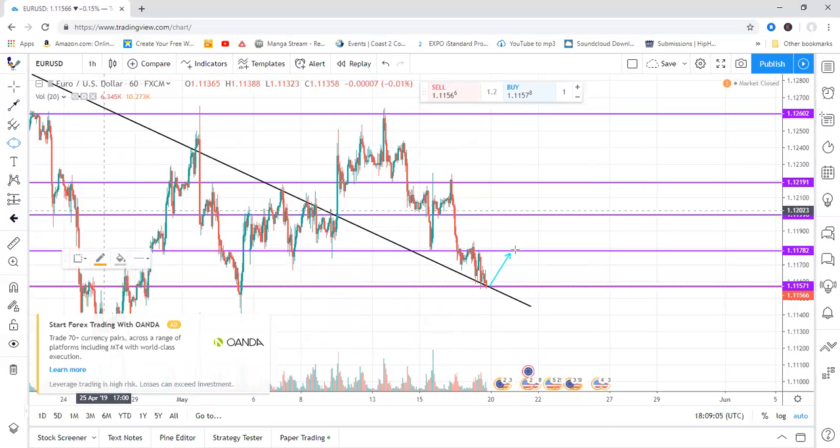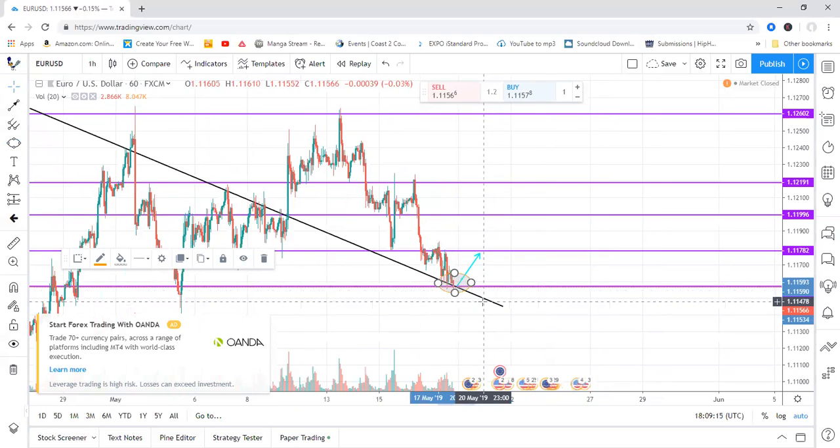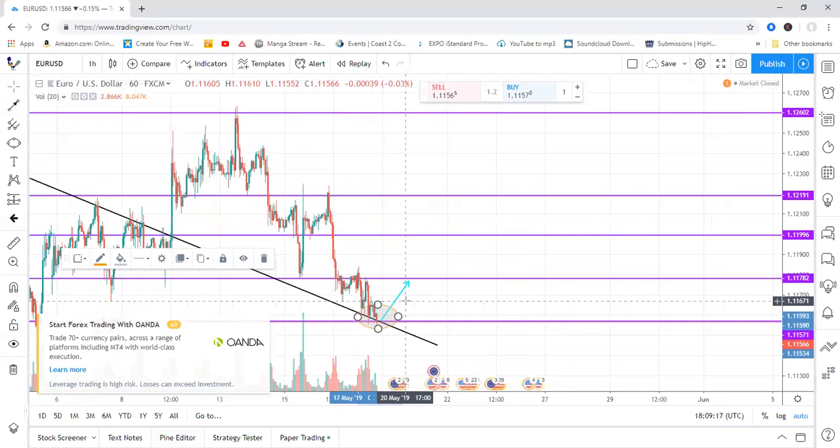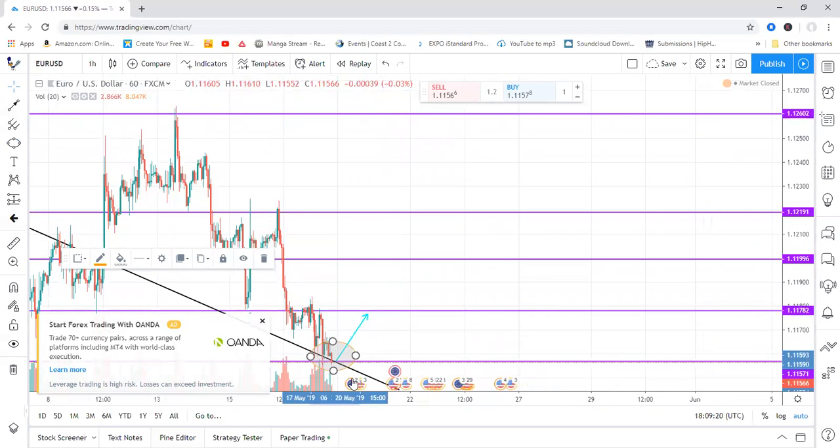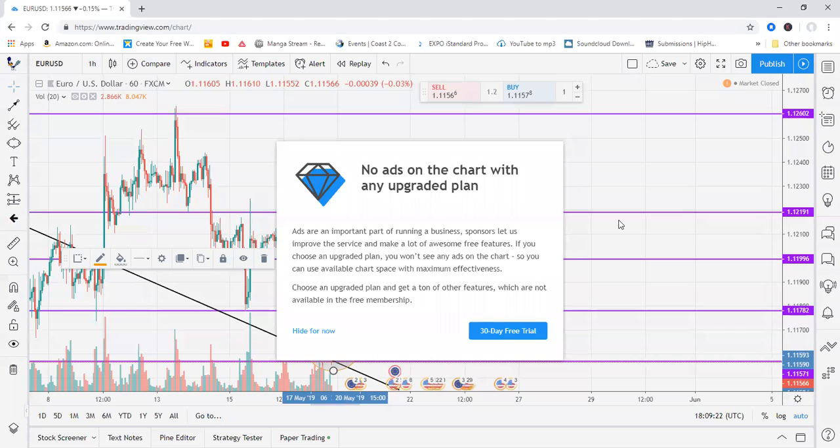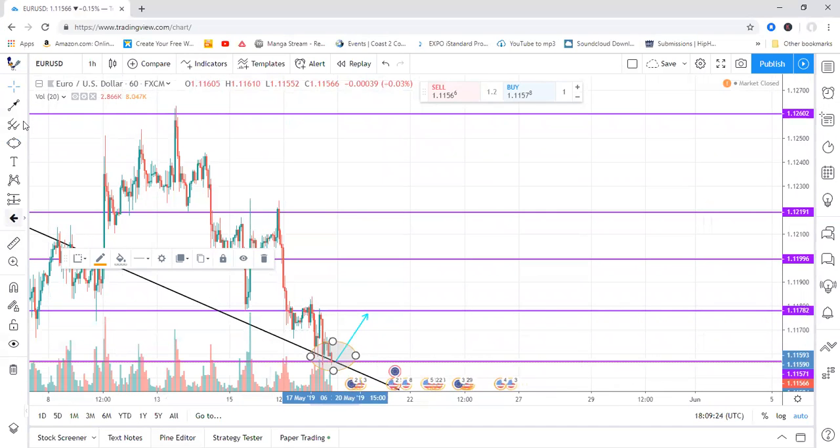There we go. This area, like I said, is the current support. And next, you're going to want to look for the newfound resistance or support, basically where price is most likely going to be going.